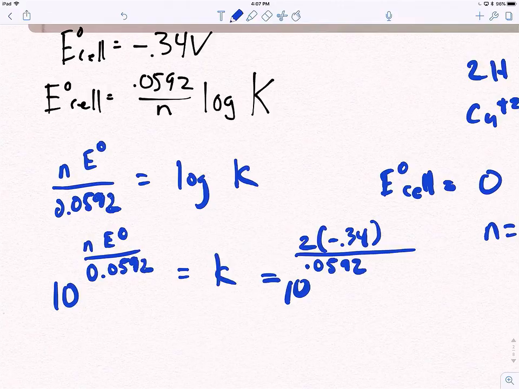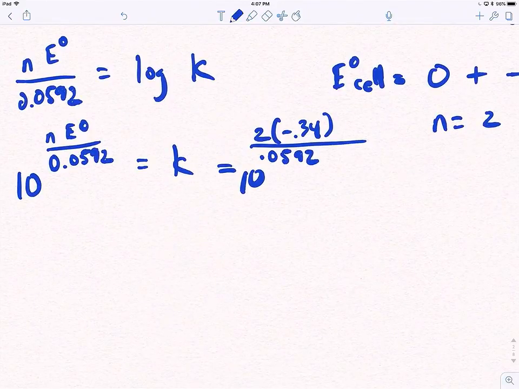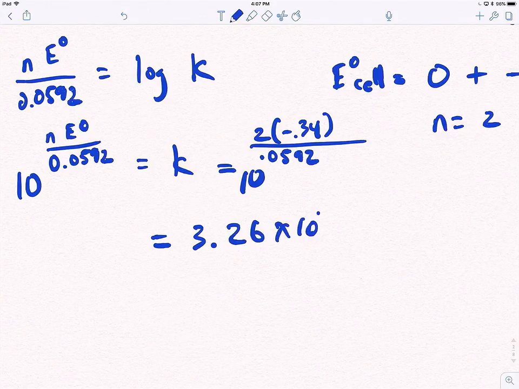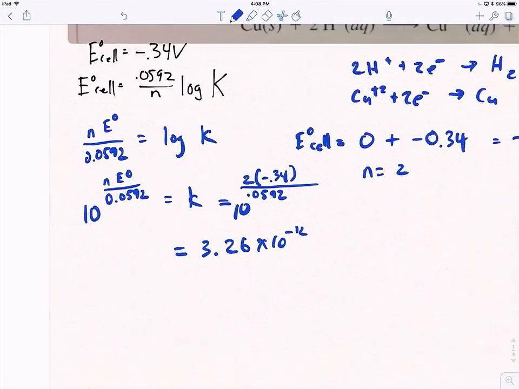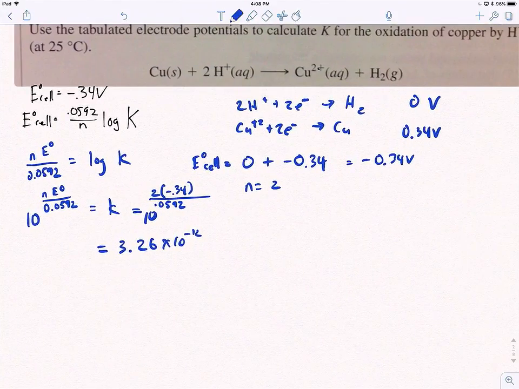So 10 to the quantity 2 times 0.34 divided by 0.0592. In doing so, we get K equals 3.26 times 10 to the minus 12. Okay, so 3.26 times 10 to the minus 12.